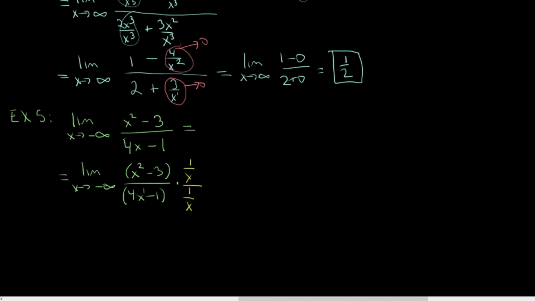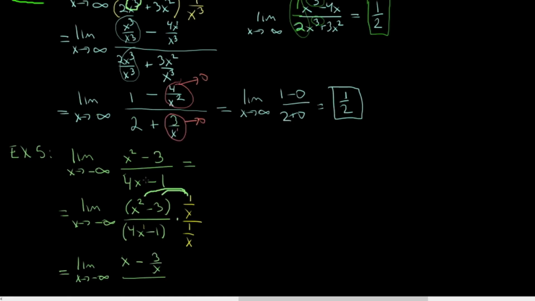Okay, so now distributing this to each term in the numerator. Still going to negative infinity, we're going to get x squared over x. And you can do this in your head, right? X squared divided by x is just x. Minus 3 divided by x.